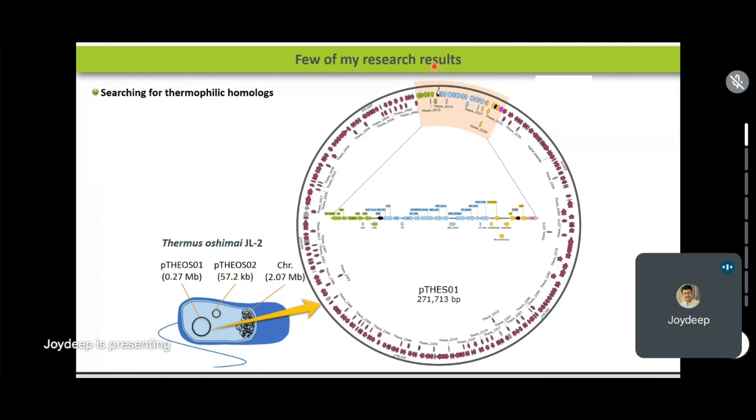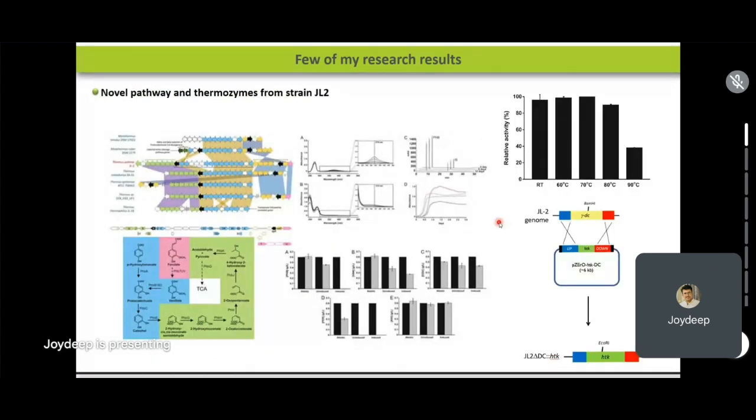I explored this further for the next 4 years, working on this particular plasmid and this particular pathway, and we came up with a unique cluster of genes and a very unique pathway of lignin degradation, of lignin aromatic hydrocarbons. That is, we call them lignoaromatics.